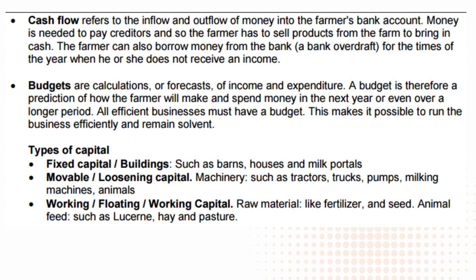Types of capital. Fixed capital: buildings, such as barns, houses and milking parlors. Movable capital: machinery, such as tractors, trucks, pumps, milking machines, animals. Working/floating capital: raw material, like fertilizer and seed. Animal feed, such as lucerne, hay and pasture.